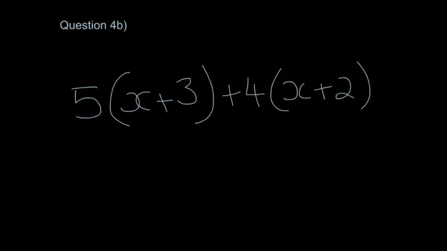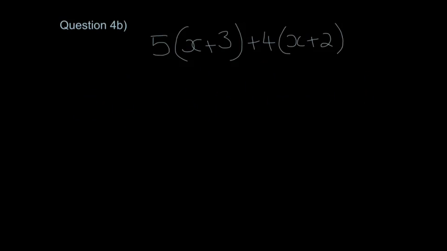Let's move up to the next difficulty level. In question 4, it's going to require you to deal with 2 sets of brackets at once. So let's look at question 4b. The question reads as 5 outside of the brackets with x plus 3, close the brackets, plus 4 in front of the brackets with x plus 2 and close the brackets. So what you're going to need to do is deal with both sets of brackets at the same time. So you're going to distribute 5 to its x and its positive 3, and you're going to distribute 4 to its x and its 2.